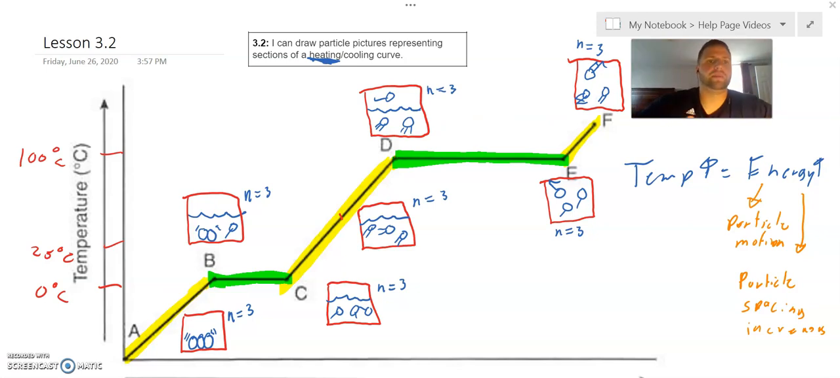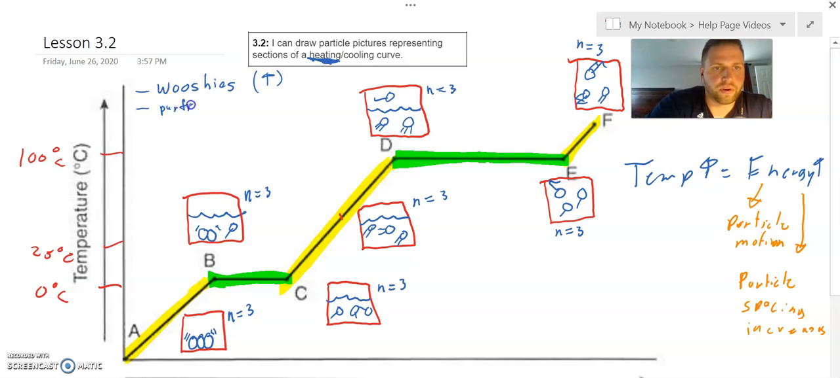Some key things we manipulated during our particle drawing were whooshies. So in a heating curve, they went up, generally speaking. And the next thing we manipulated was particle spacing.